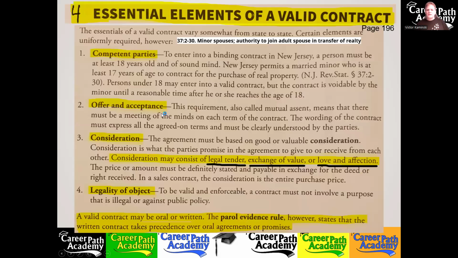So once again, competent parties, offer and acceptance, consideration, and legality of the object or purpose. What are the 3 forms of consideration? Legal tender, exchange of value, love and affection. When can a minor legally enter into a contract and it be enforceable with an adult? If they're married. Got that? Everybody good?